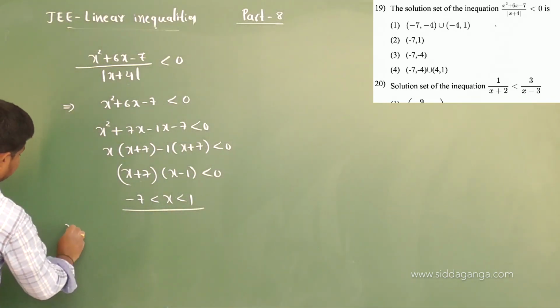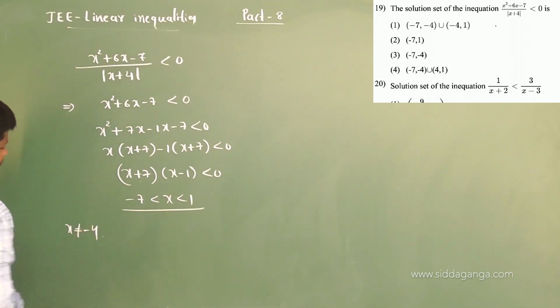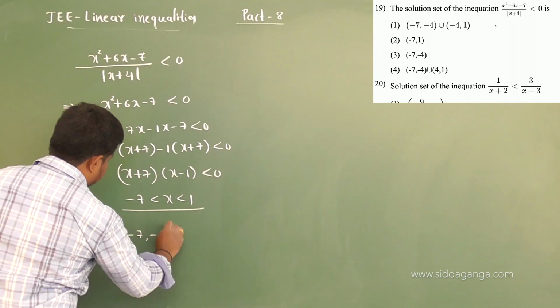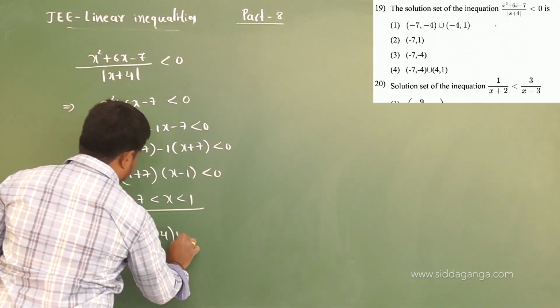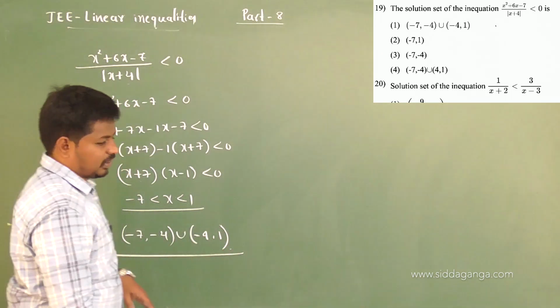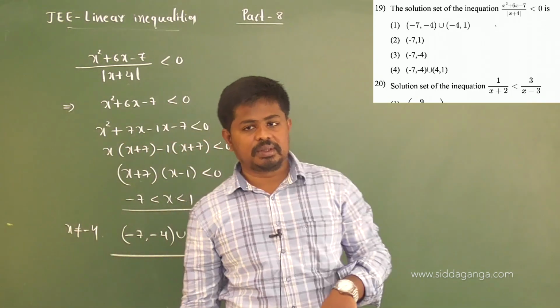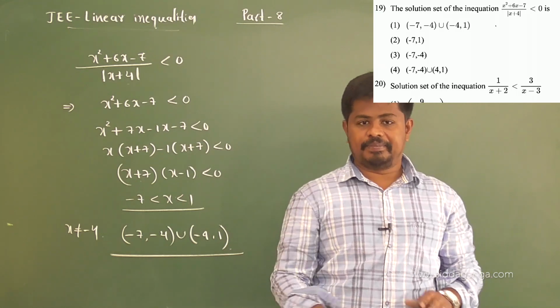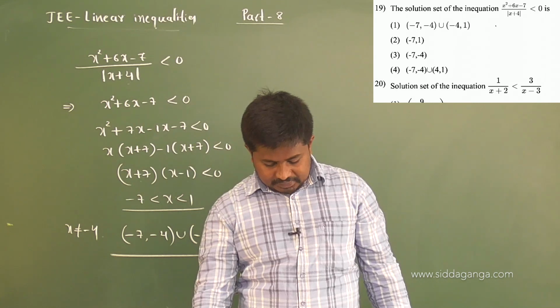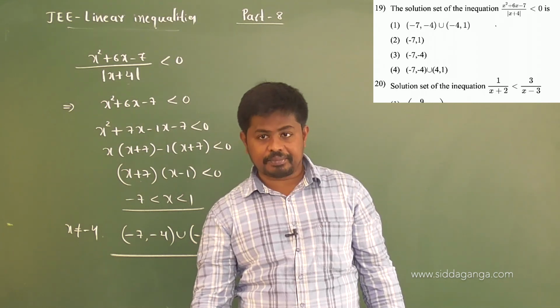You mean x cannot be minus 4, and hence your solution will be minus 7 to minus 4, not including minus 4, union minus 4 to 1. This is your solution set. So, option first is the correct one. Option first is the correct one for this question 19.